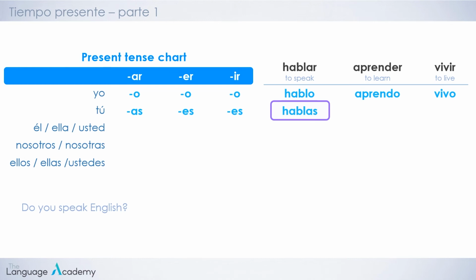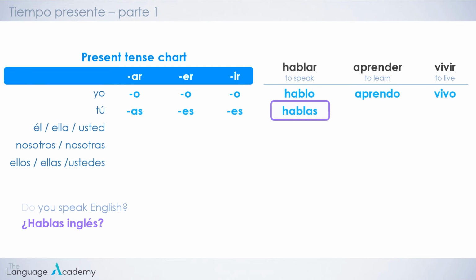How do you ask in Spanish, do you speak English? Although in English questions you usually have a do, in Spanish you don't need that. Basically, you just need to ask, you speak English? ¿Hablas inglés?